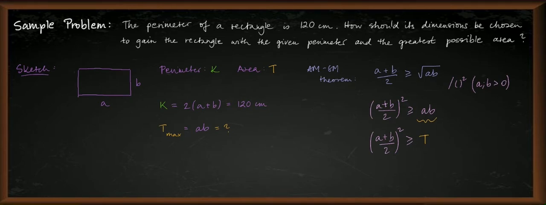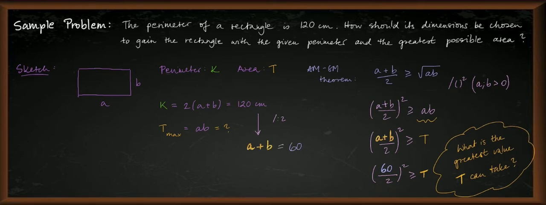Let's return to what is given, the perimeter of the rectangle. 2 times (A plus B) equals 120. So if you divide the two sides by 2, you get A plus B, and that equals 60. Now, A plus B appears in the formula, so we can replace A plus B by the value given, that is 60.